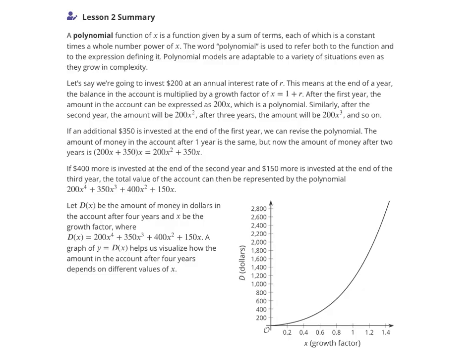Okay, this is our lesson summary. So from the lesson summary, we highlighted a polynomial. So highlight this whole first sentence. So that you get the definition of a polynomial. And that concludes lesson 2.